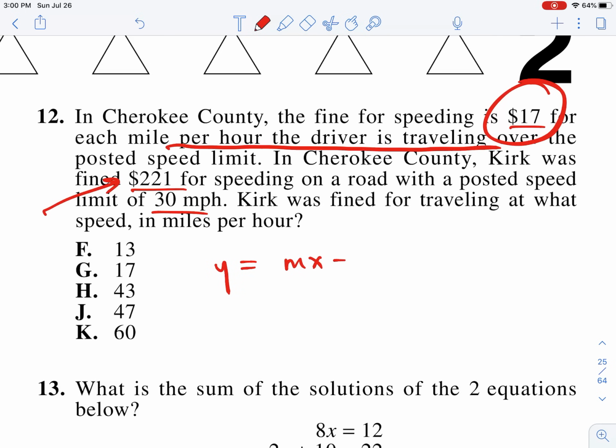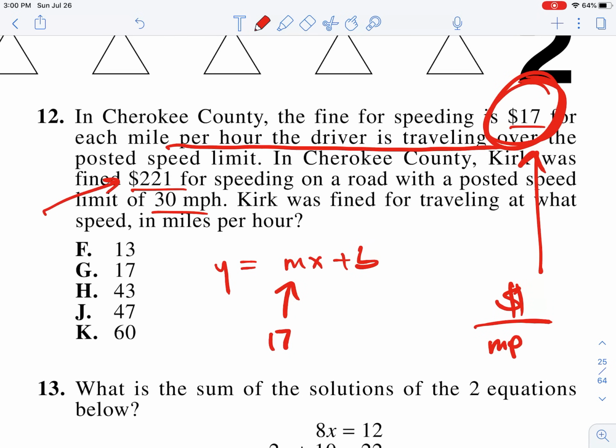Let me write this out again. y and x stay the same. We're not going to do anything with y and x. But with m, we have a rate, right? I told you the rate is 17 because that's how much we're increasing in y, or in dollars, for every increase in miles per hour. So this is your rise over run.